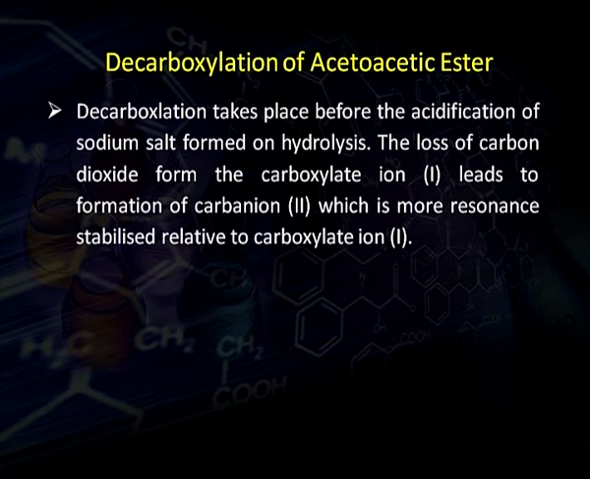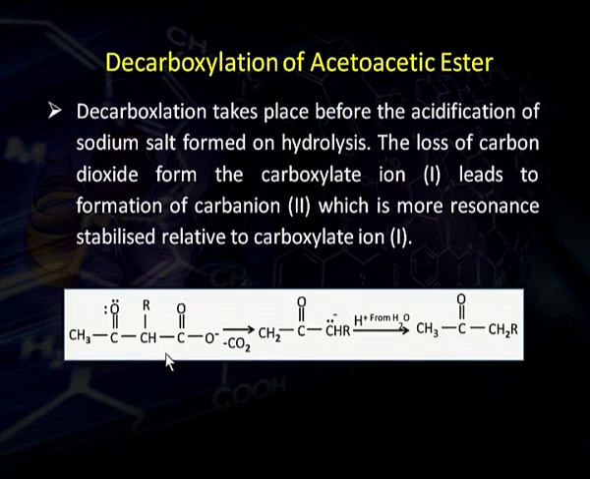Decarboxylation takes place before the acidification of the sodium salt formed on hydrolysis. The loss of carbon dioxide from carboxylate ion 1 leads to the formation of carbanion 2, which is more resonance stabilized relative to the carboxylate ion. When carbon dioxide is removed, the negative charge comes on this CHR, and this anion is more stabilized through resonance. This can take up H from water and gets converted into a ketone.